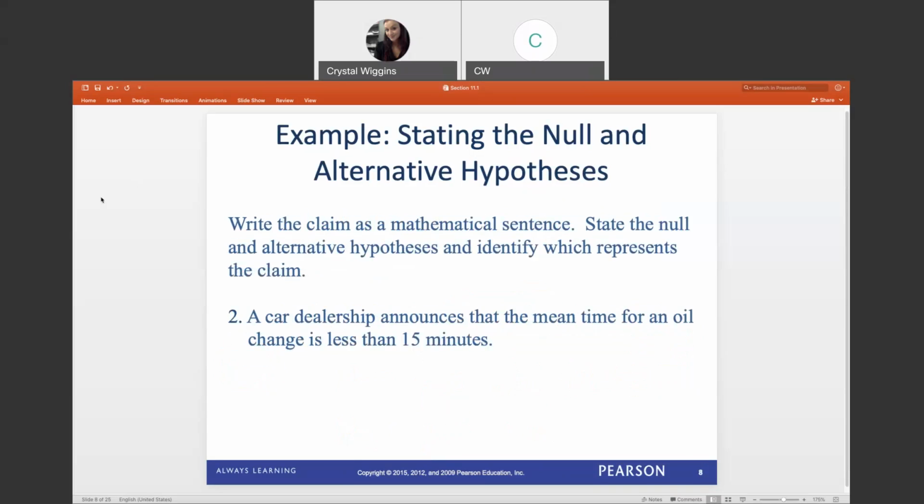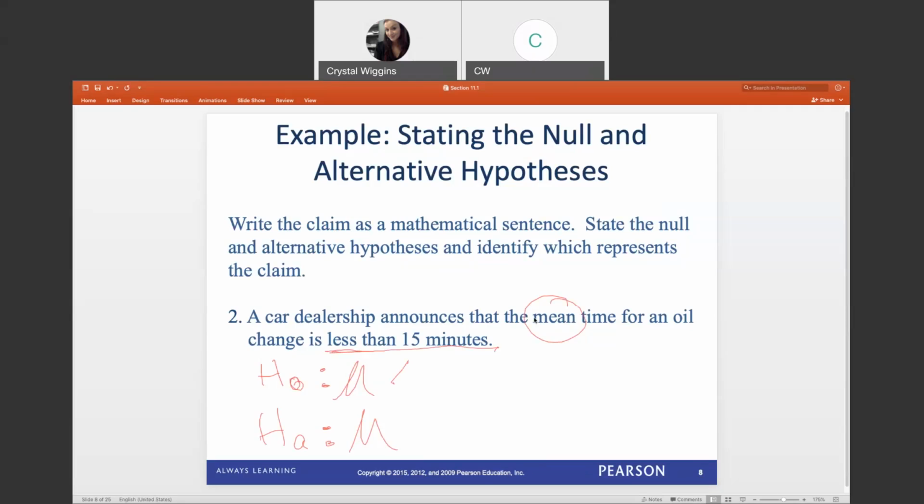Let's try this one. A car dealership announces that the mean time for an oil change is less than 15 minutes. So I look, and again, I'm going to start by labeling because I know regardless I need labels. I need null and alternative labels. I'm then going to identify my population parameter. I see the word mean, so that's going to be mu. And then I find the claim. Now the claim is less than 15 minutes, and that's a strictly less than.